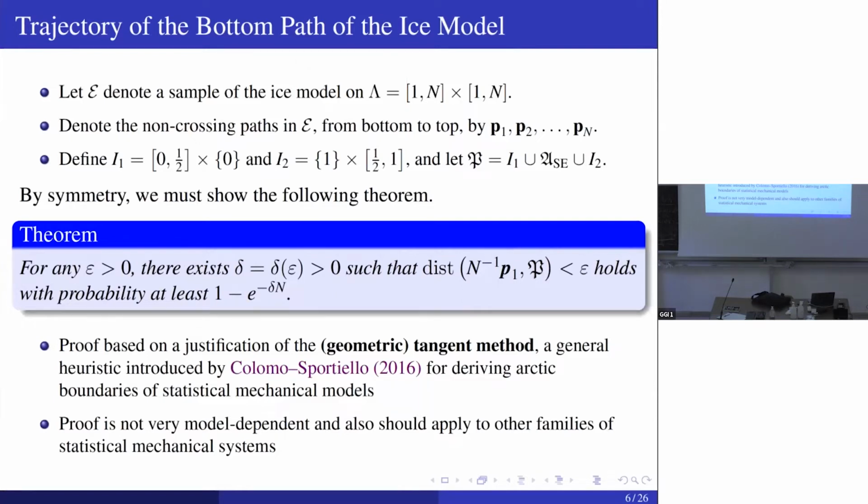So it suffices to basically show the following theorem. Now the proof is going to be based on a rigorous version of the tangent method of Colomo and Sportiello. As I'll try to explain in the coming slides, this proof is not very model dependent. I just took ice as an example, but it will apply to many other families of statistical mechanical systems. And I'll point you exactly to the slide where the ice condition is used. That slide already applies to a number of other models.